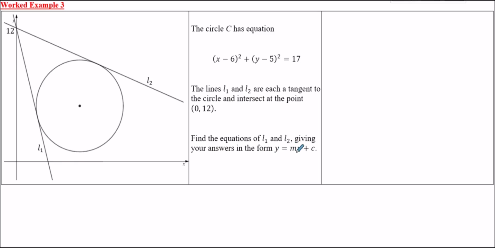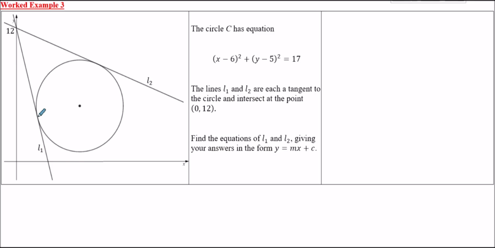Now this is a bit of a nightmare question really. It's not immediately obvious really what to do. You might be thinking maybe I could find out the radius. Maybe I could use some geometry and think this is like a kite or something. Or work out the distance from this point down to where it meets the circle. Who knows? So it's actually quite an evil question, I think.